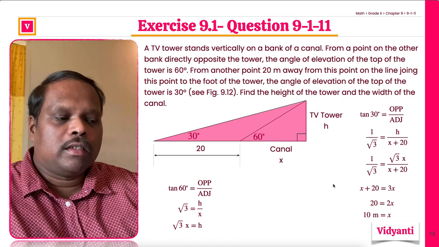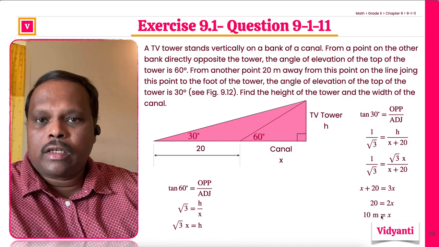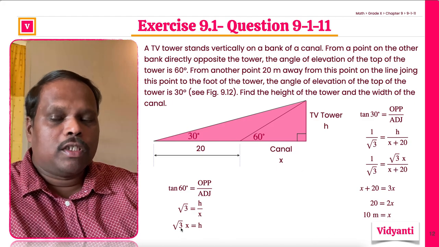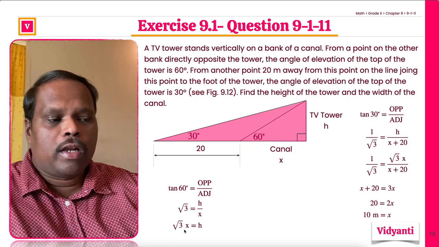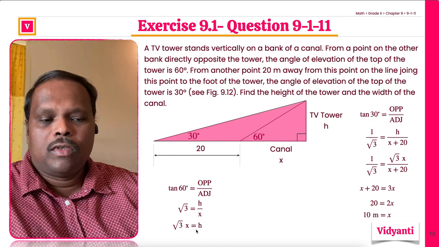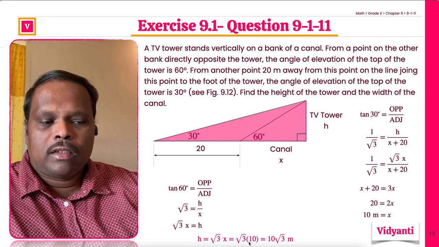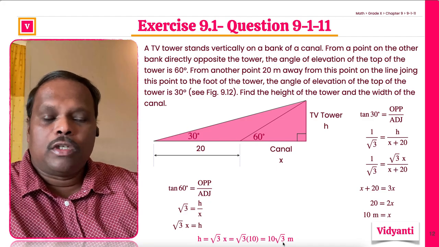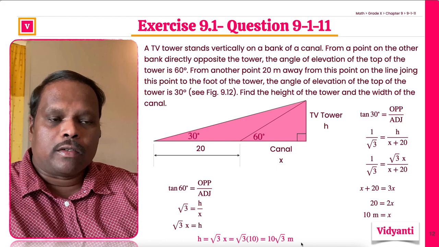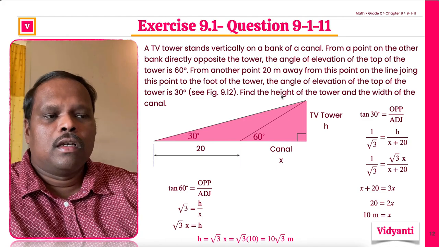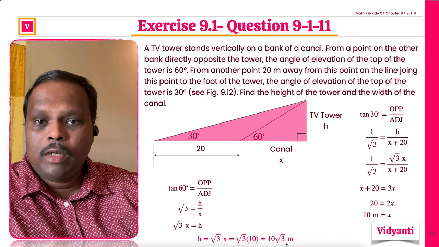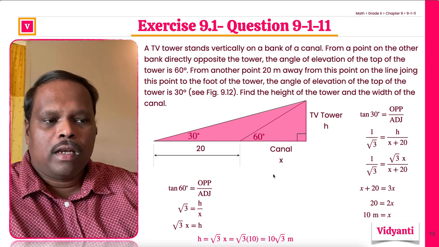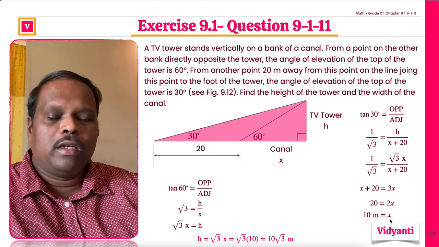That's just one of the answers. Now I'm going to use this 10 meters and revisit the equation which I have left there. If you substitute the value of X, H will be root 3 times X, which is root 3 times 10. So 10 root 3, the units will be in meters. So they had asked you two questions. Height of the tower, that came out to be 10 root 3 meters, and width of the canal, that was X, that came out to be 10 meters.